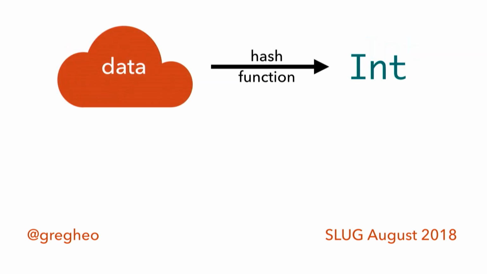So I think this is the way to think about it. We get some data, and there's some kind of a hash function, and it turns it into an integer. So that's the basics of hashes.